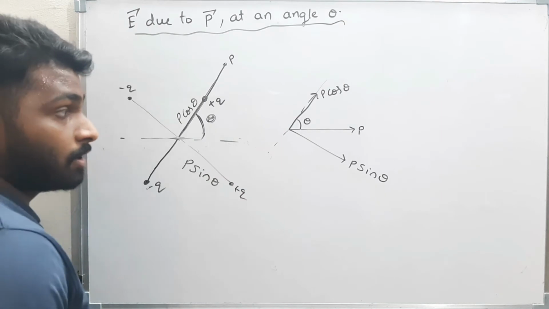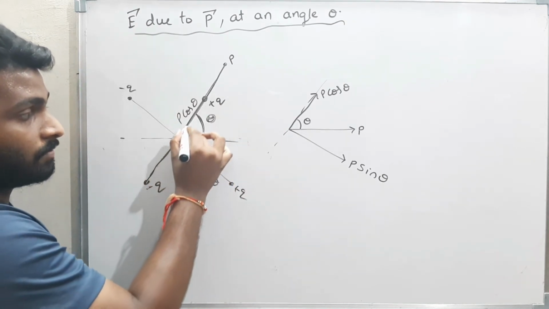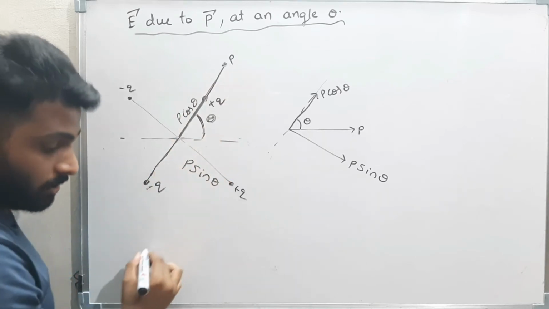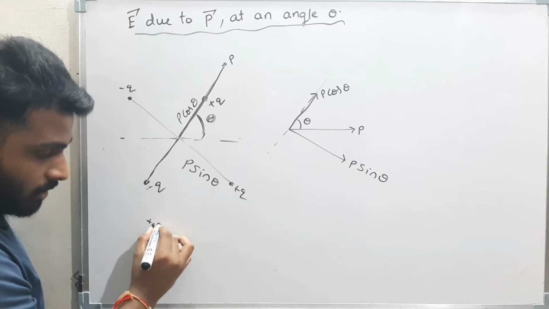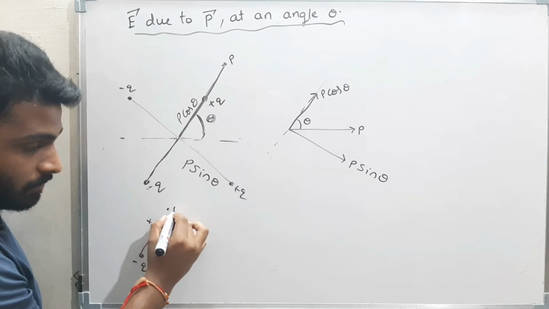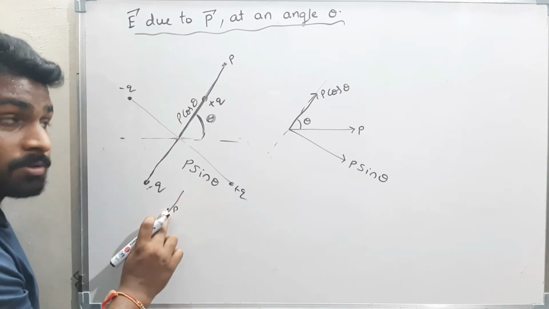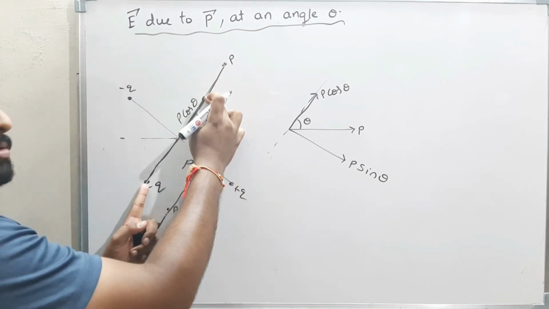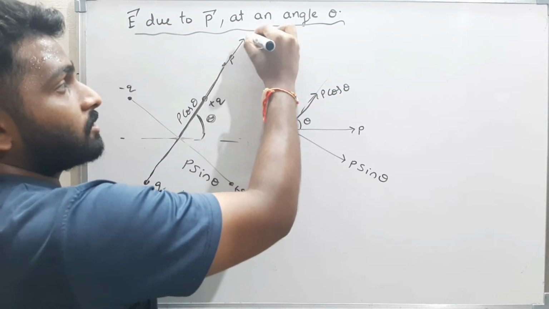Now observe carefully. For this p cos theta dipole, in which direction is this point? For this one, this is minus q and this is plus q and this is the dipole, and this point P is in the axial position. This point P is in axial position for this p cos theta. Therefore, the electric field will be in this direction, that is E1.